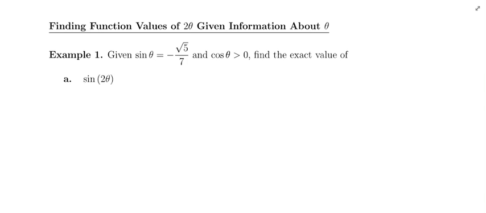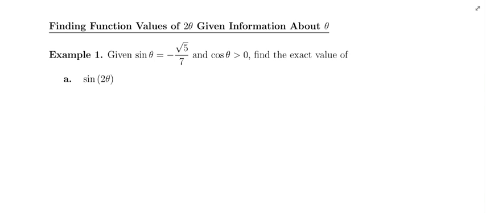In our first example with these double angle formulas, we are going to find function values of 2 theta given information about theta. Let me explain what that means. Theta is an angle. If you double it, you're going to get 2 theta, which is a different angle. You are going to be given information about theta.